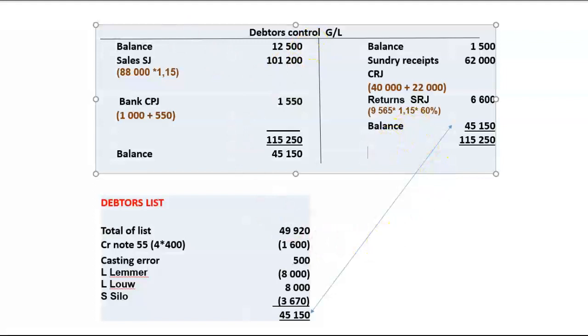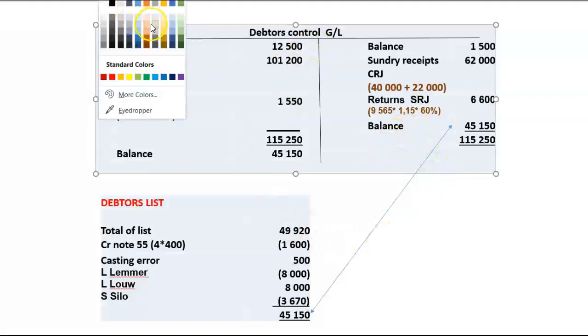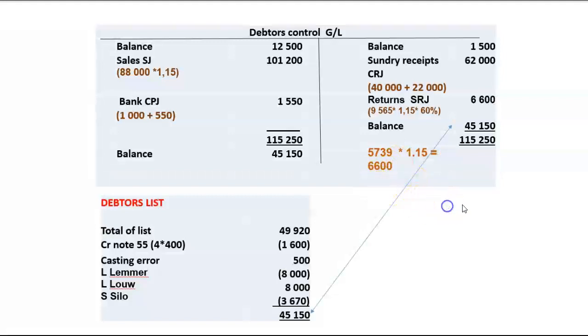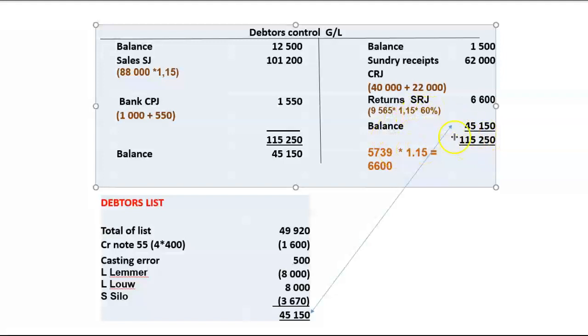So let's just park this one here. That was a total of 5,739, and 5,739 times 1.15 will give me the amount inclusive of VAT, and that equals 6,600 rand. So there's our sales, 9,565 multiplied by 1.15 multiplied by 60%. And that gives us the 6,600 sales returns that we have on that side.